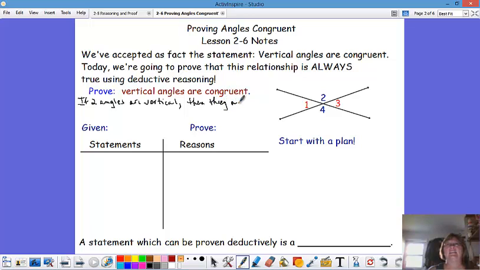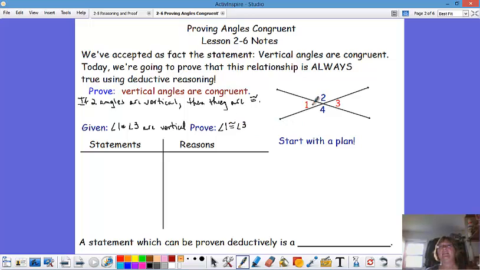All right, and we already have a diagram. I'm going to choose angles 1 and 3 to work with. They do fit the definition of vertical angles. They're right across from each other when two lines cross. So I'm going to say that angle 1 and angle 3 are vertical. And our job then, starting with vertical angles, is to prove they are congruent. So we want to end up by saying that angle 1 is congruent to angle 3.